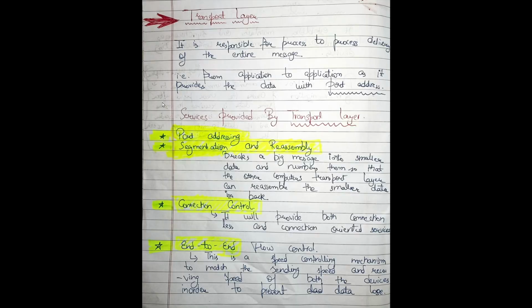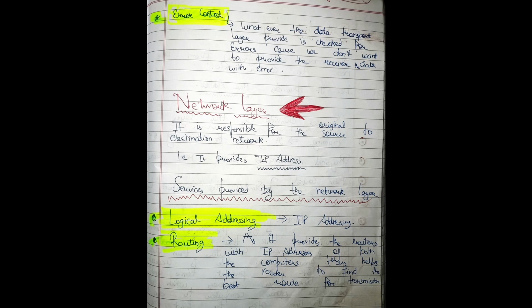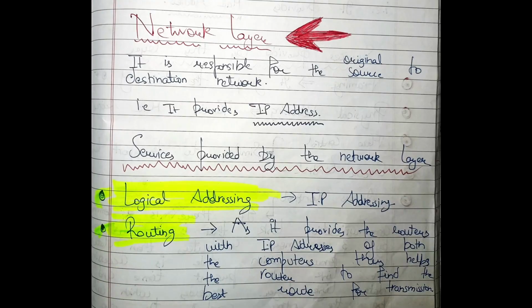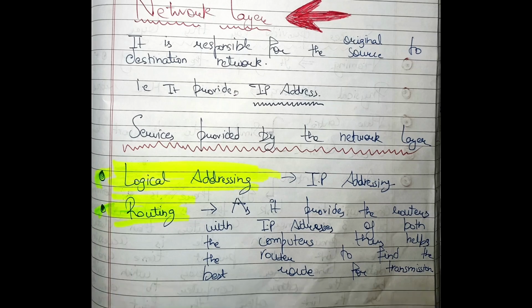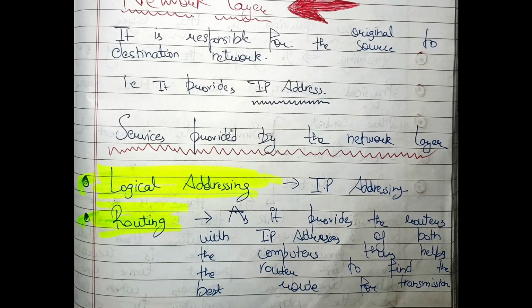So it does port addressing, segmentation and reassembly, connection control, flow control and error control too. Moving on to the next layer, that is the network layer. Now this layer is responsible for moving data from the original source to the destination network. That is, it provides the IP address. Basically, this network layer helps in routing, because the routers are going to find the route with the help of the IP address.